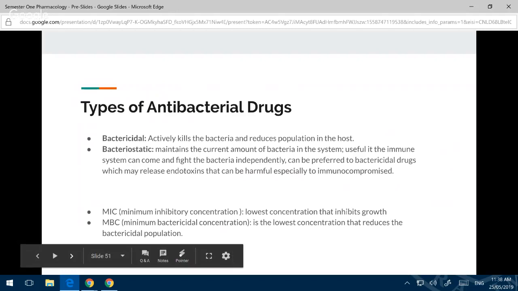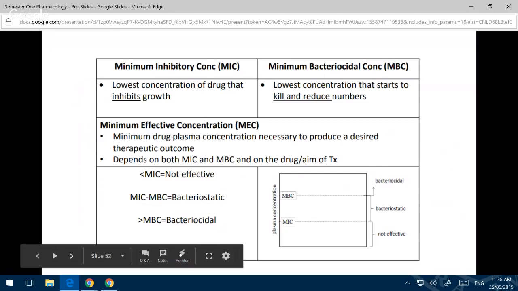Minimum inhibitory concentration is a concept that determines the lowest concentration that inhibits growth, whereas minimum bactericidal concentration is the lowest concentration of a drug required to actively reduce the bacteria population. And this is just a diagram I pinched from one of the previous year's lectures. It articulates all those concepts in one.